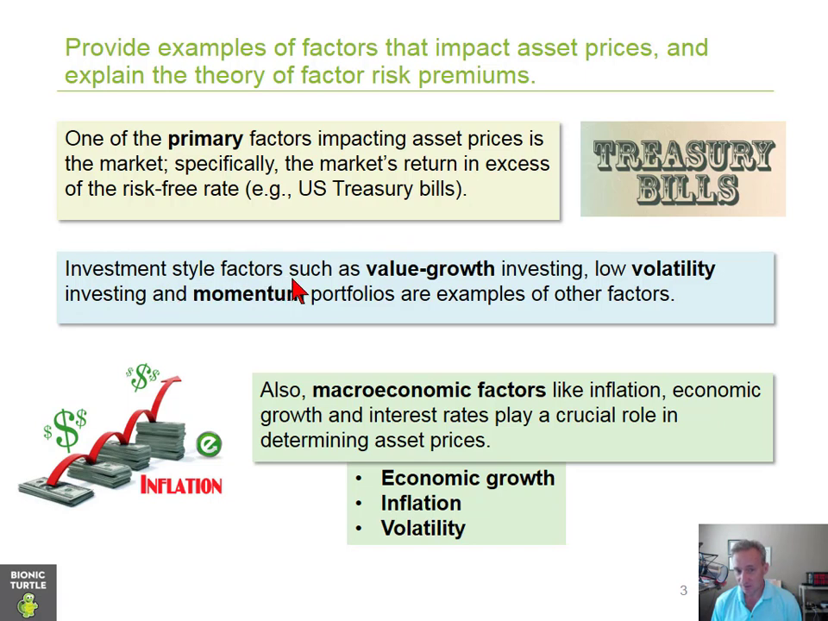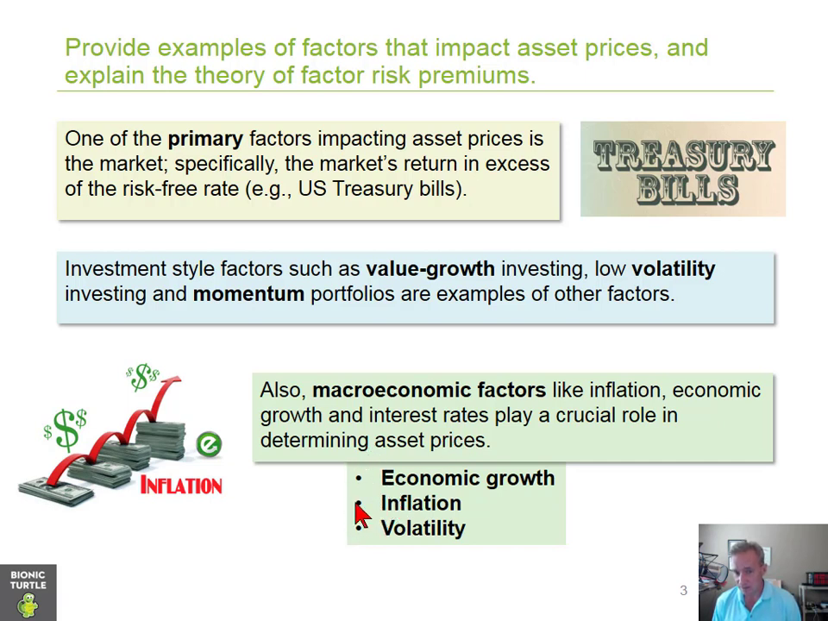Then we have investment style factors, where value is a factor, low volatility is a factor, and momentum is a factor. And I think, according to some research, momentum is the best performing factor, actually. And then we have macroeconomic factors. So, for example, inflation, economic growth, and interest rates.